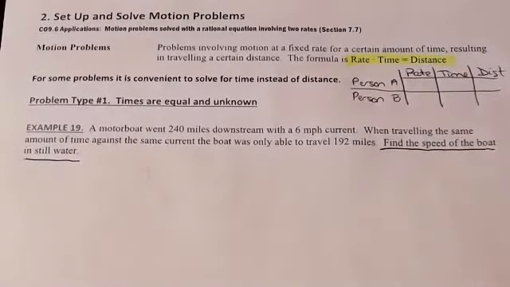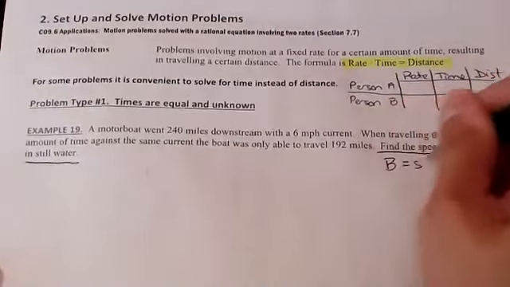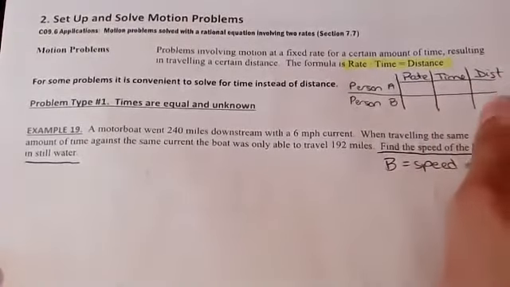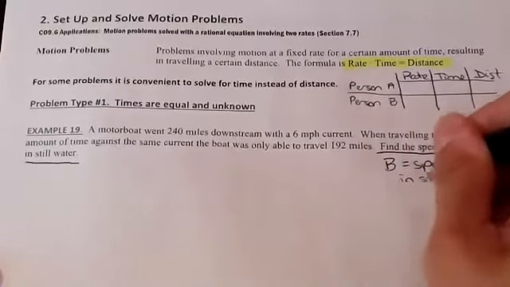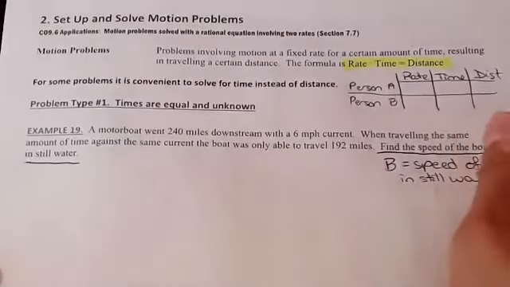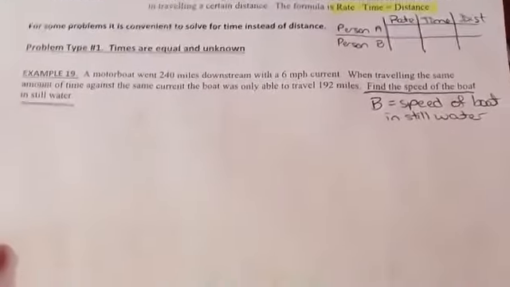Because I want to find the speed of the boat in still water, I'm going to use a capital B. If I ever saw that in this kind of problem, I would immediately say, oh, B for boat. So B is the speed of the boat in still water. This is if the current is not impacting it at all. So that's the speed of the boat in still water.